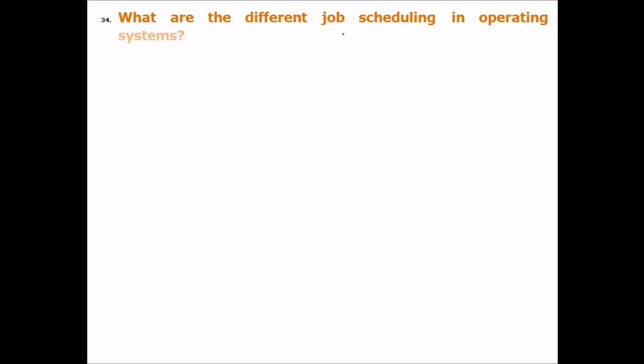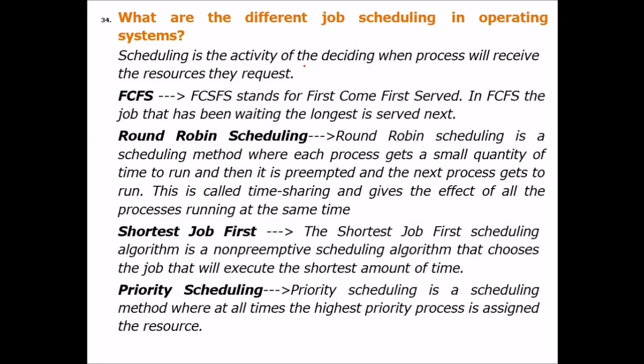What are the different job scheduling in operating systems? Scheduling is the activity of deciding when a process will receive the resources they request. If there is a processor and there are a number of processes, P1, P2 up to Pn, there has to be some management of which process to be read first, executed first, depending on various conditions. This is the task of job scheduling.